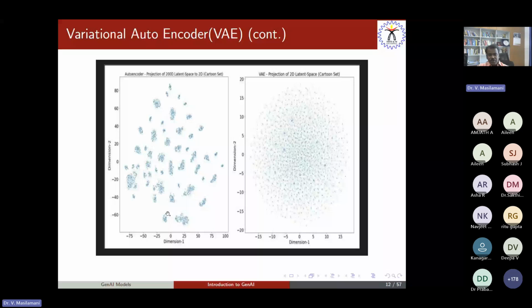Whereas this variational autoencoder will give the representation space like this. What is the difference between this and this? You see, this is kind of continuous. Everywhere data points are there. Here you have a lot of gaps.